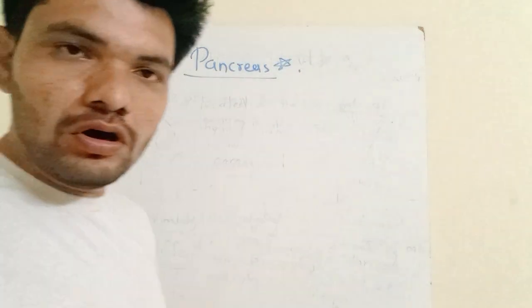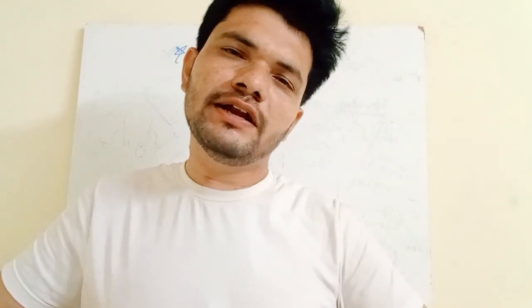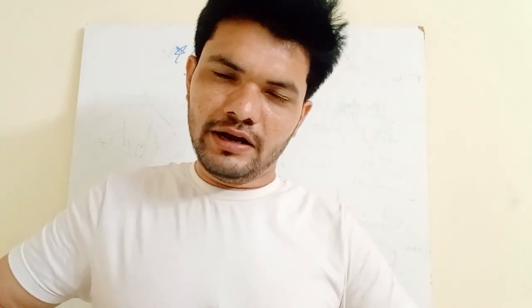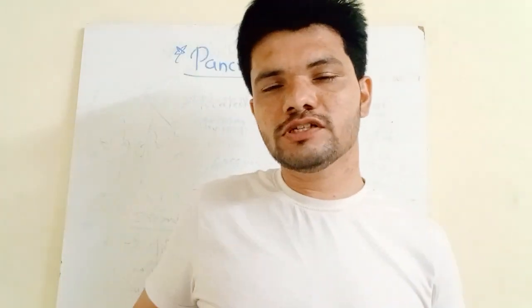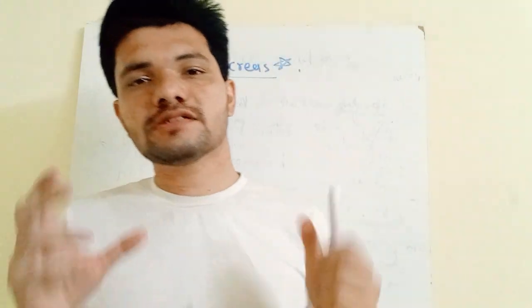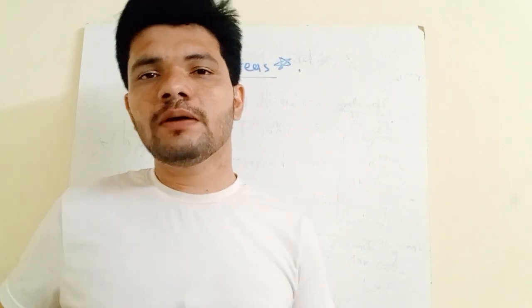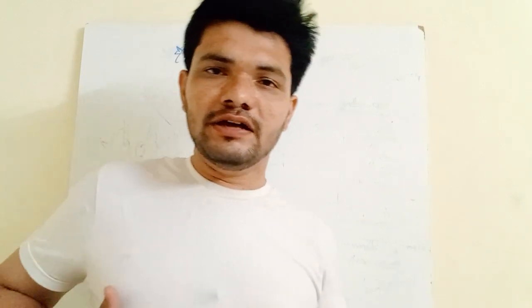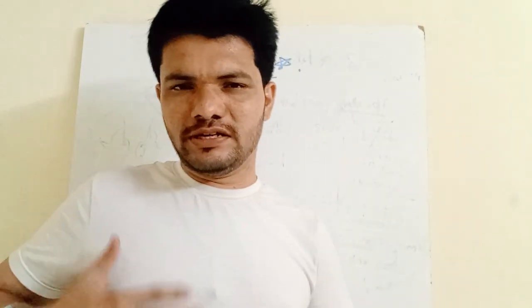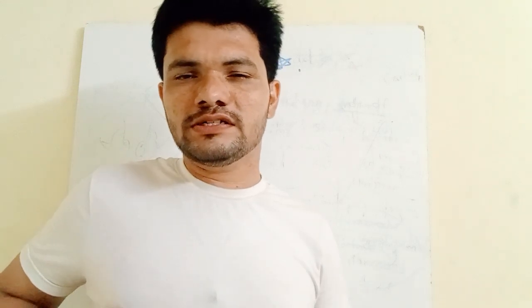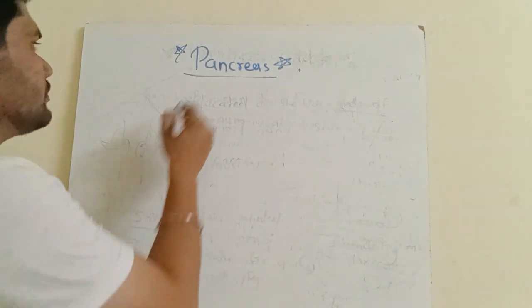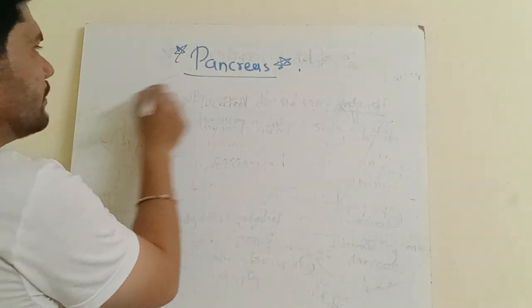If we talk about the pancreas location, it is located near the intestine, where the small intestine starts. The first part of the small intestine is called the duodenum, and there the pancreas is located in the upper abdomen portion, or you can say near the lower side of your thoracic cavity. So this is the location of the pancreas.